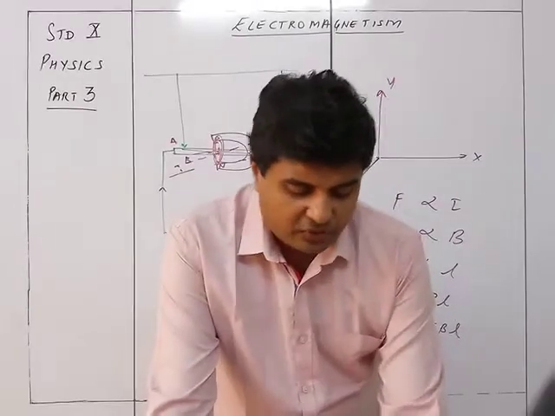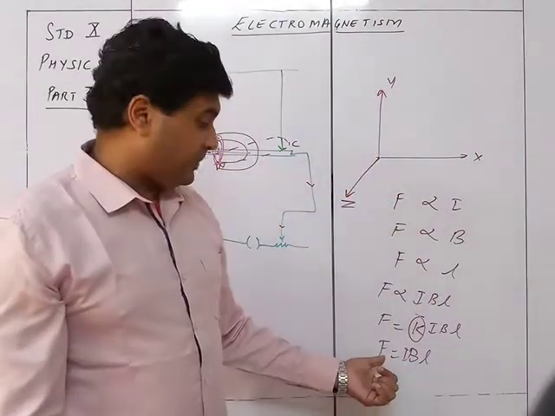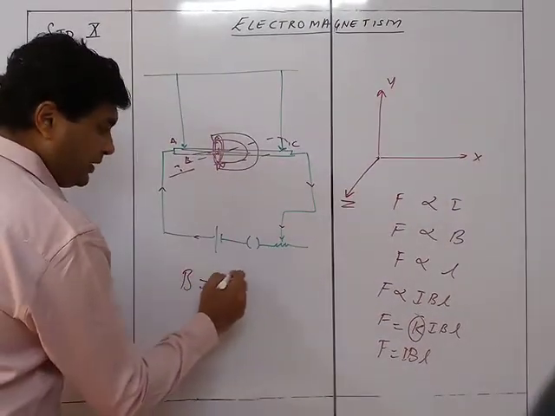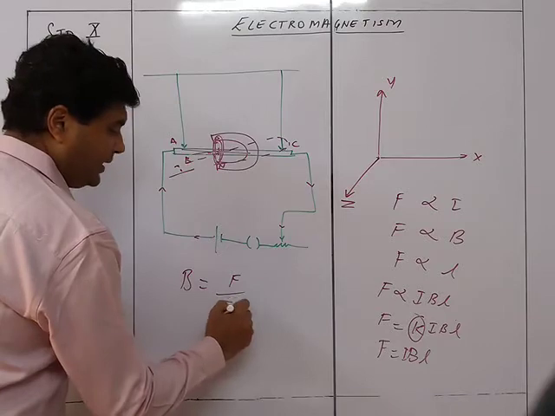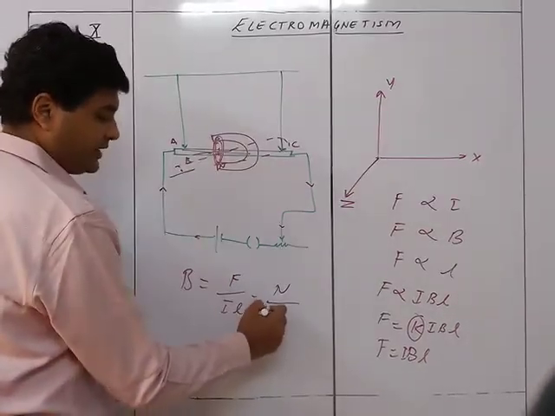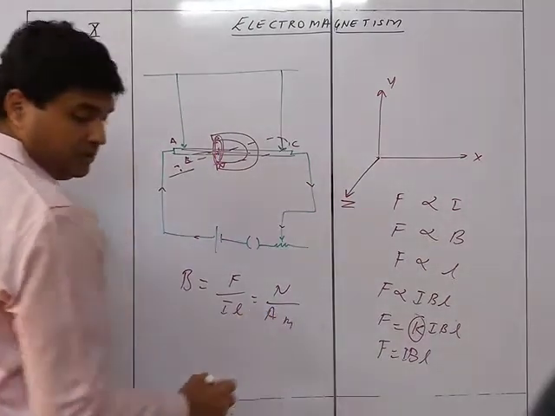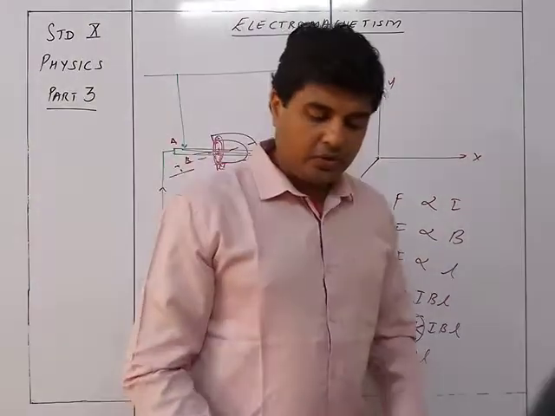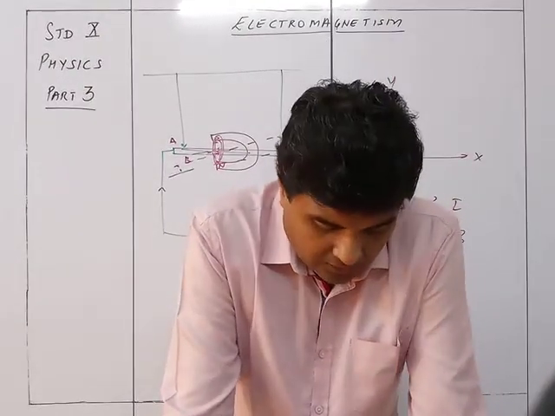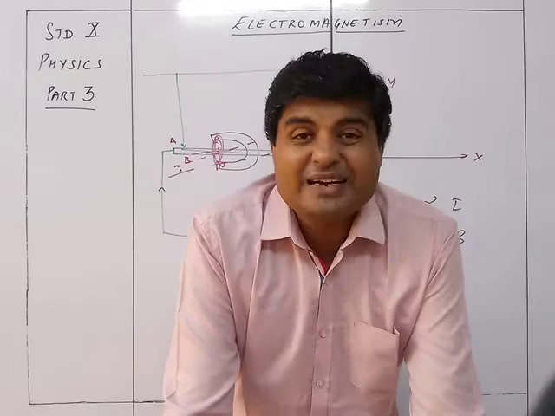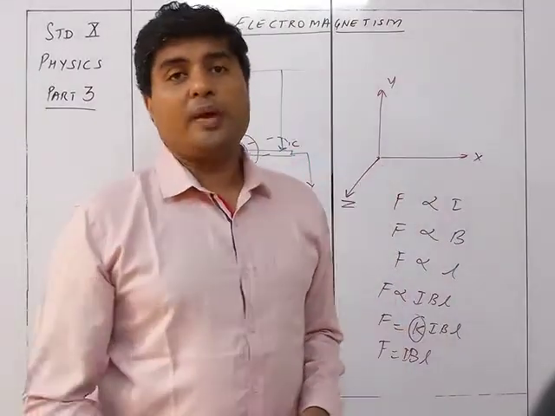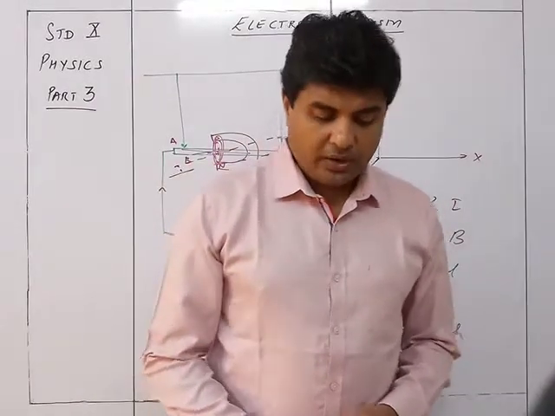Units of magnetic field: what is the magnetic field over here? It is B. So B will be equal to F upon I into L. Now F is a force in Newton, I is the current in ampere, and length is in meter. So it is given as Newton per ampere per meter. It is also given the name Tesla, or Weber per meter square. Tesla or Weber per meter square is the unit for magnetic field.